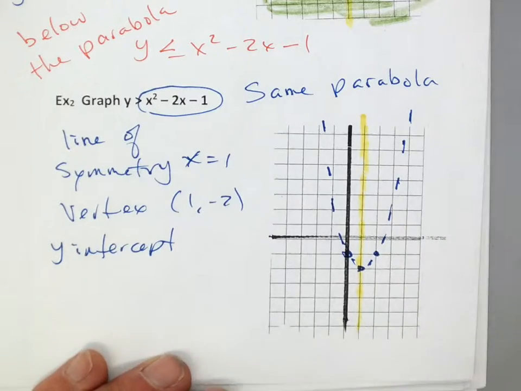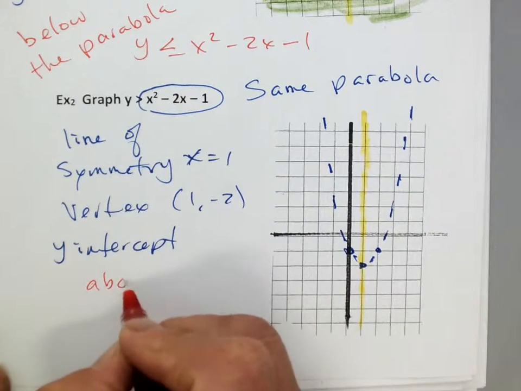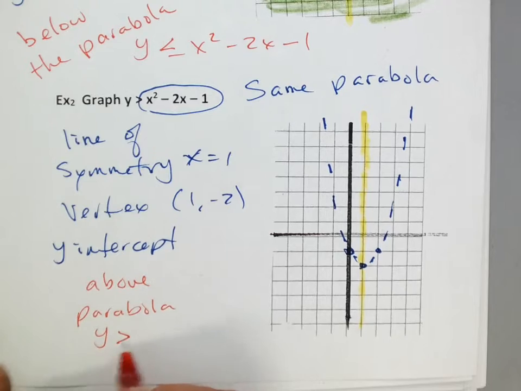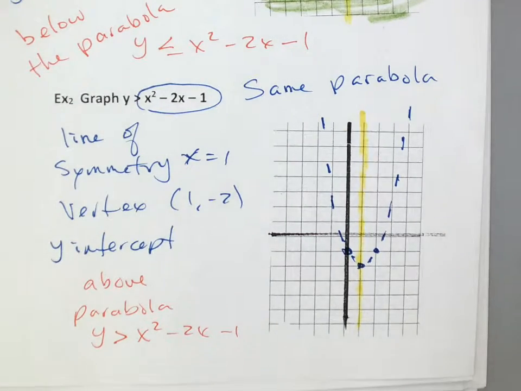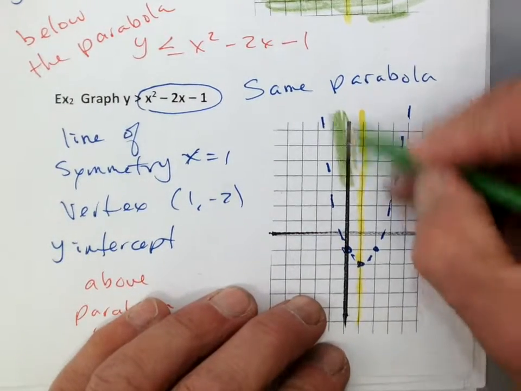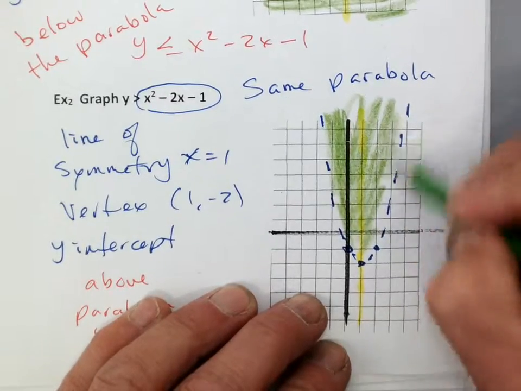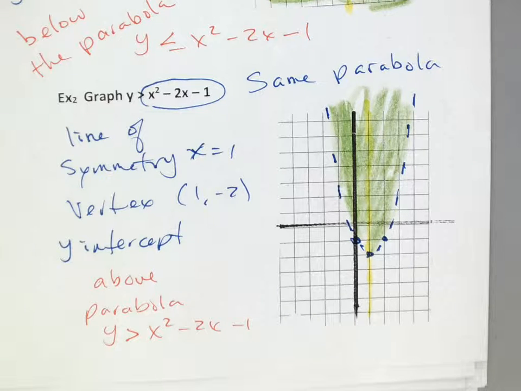And now everything above the parabola, because it's greater than, so I have above the parabola, because y is greater than x squared minus 2x minus 1. So everything, shade the whole thing inside, right? How's that? Shade above. So think above, not inside.